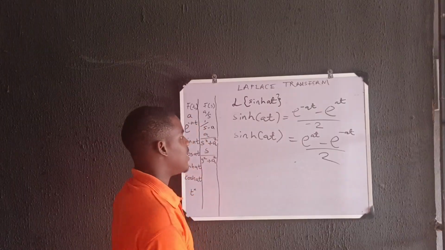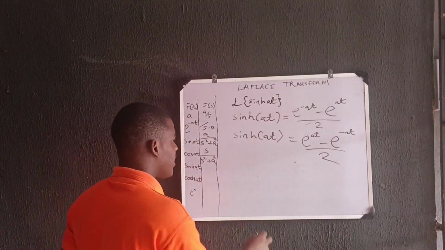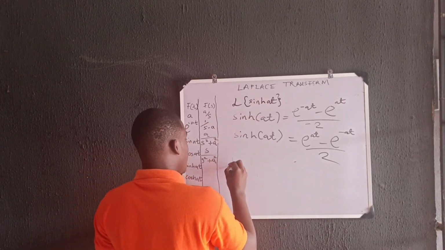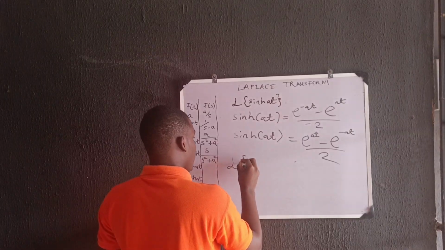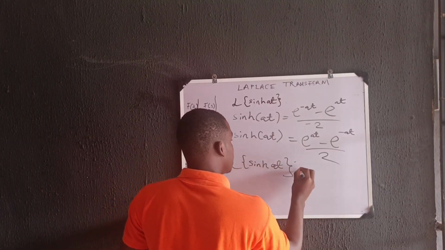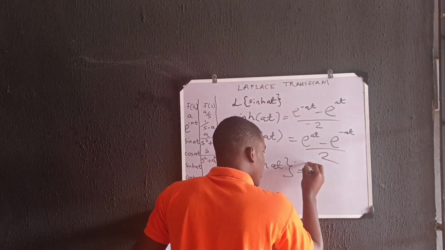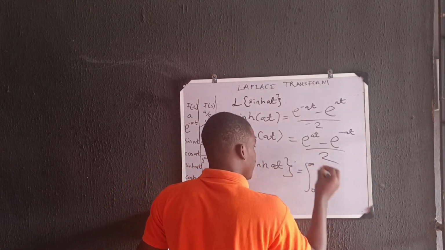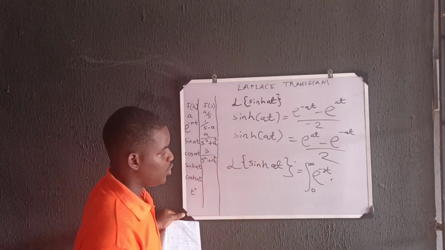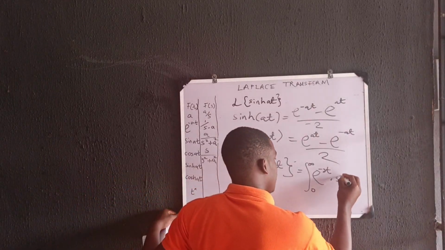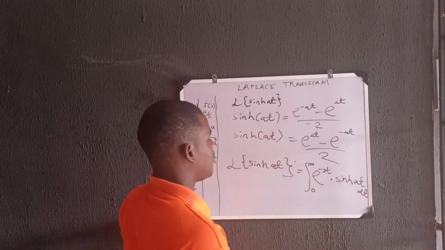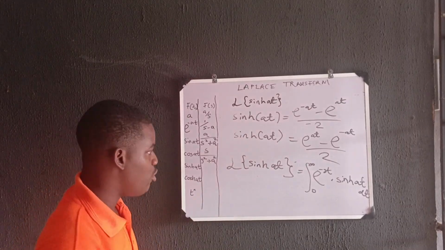Now we can start finding the Laplace of this. Right? Now this is how it's going to happen. So we can now say Laplace of sine at is equal to what? You say the integral from 0 to infinity of e to the power of minus st, dot sine at dt, right? That is what we have. Let's move forward.